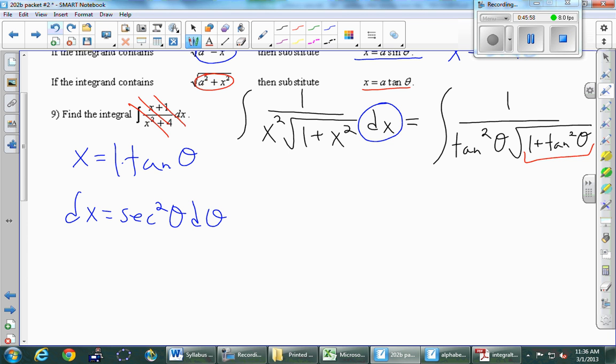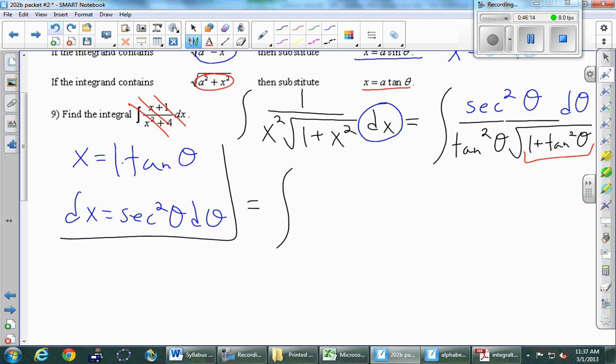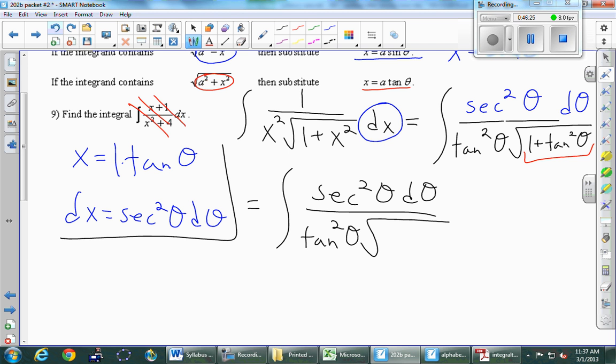Secant squared theta d theta. So I'm going to put it upstairs just because I've run out of room. Secant squared theta d theta equals the integral. Upstairs, copy. Downstairs, copy until the radical. One plus tan squared theta. It's on the top of the page. It's an identity. It's secant squared.